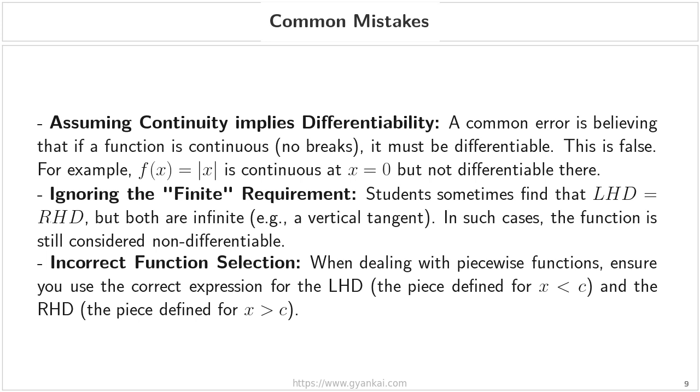Finally, be mindful of your function selection when dealing with piecewise functions. Referring back to the step-by-step example we just completed, it is crucial to use the correct expression for each side. Always ensure you use the piece of the function defined for x less than c to find the left-hand derivative, and the piece defined for x greater than c to find the right-hand derivative. Using the wrong expression is a frequent oversight that will lead to an incorrect result.